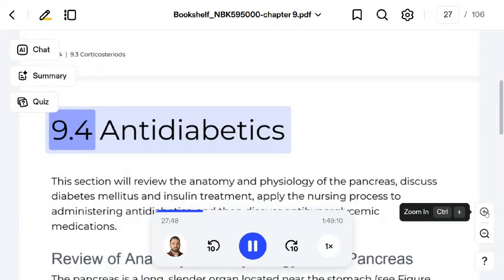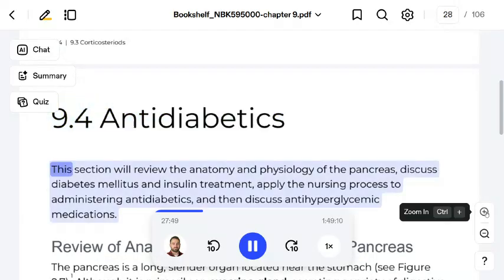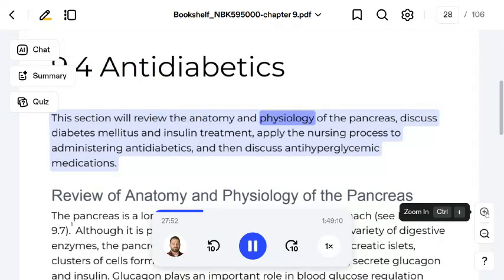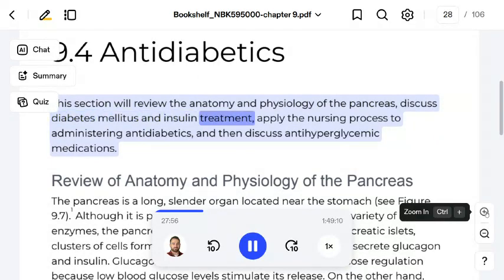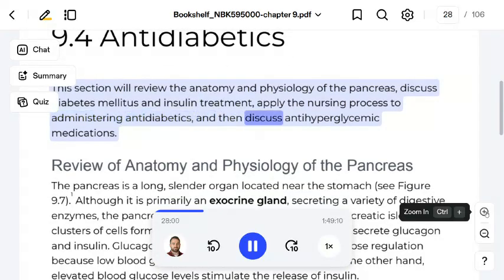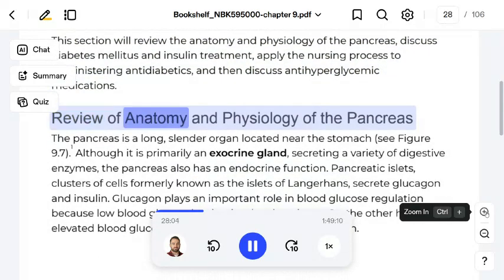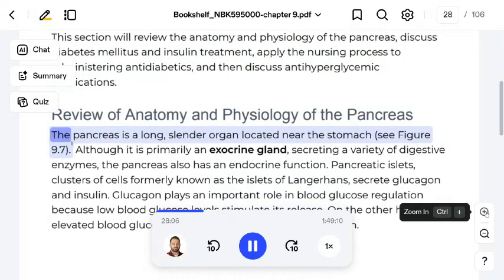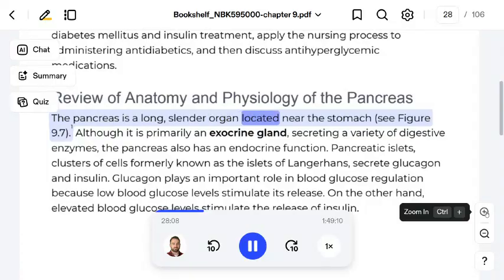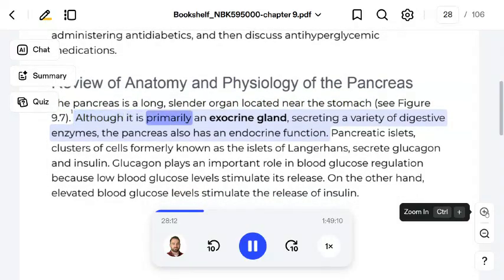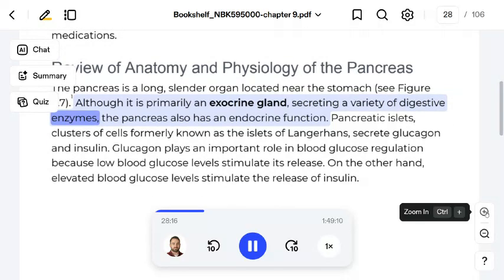9.4 Antidiabetics. This section will review the anatomy and physiology of the pancreas, discuss diabetes mellitus and insulin treatment, apply the nursing process to administering antidiabetics, and then discuss anti-hyperglycemic medications. Review of anatomy and physiology of the pancreas. The pancreas is a long, slender organ located near the stomach. Although it is primarily an exocrine gland, secreting a variety of digestive enzymes, the pancreas also has an endocrine function.